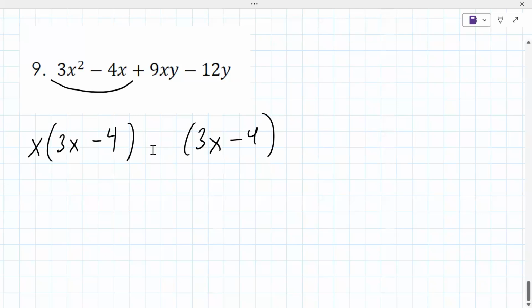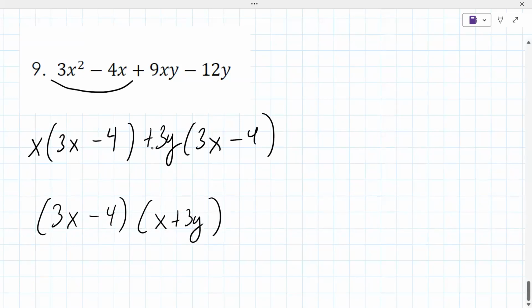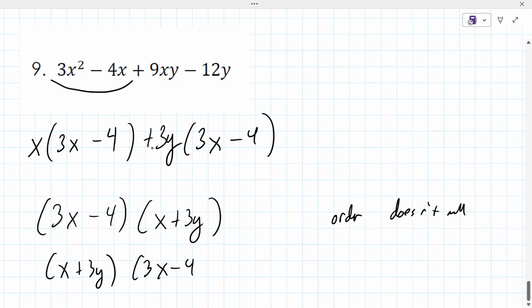Oh wait. You can do 3y. 3y, good. So then you factor out this here: 3x minus 4 and x plus 3y. Again, order does not matter, meaning that if you put x plus 3y, 3x minus 4, this is also good.